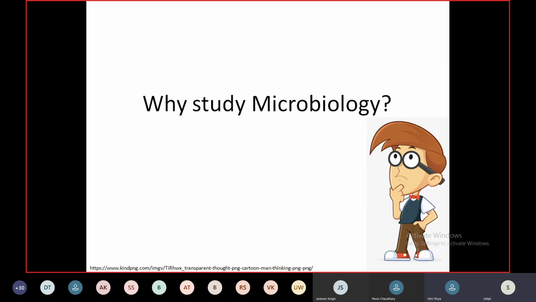Ma'am, by studying microbiology, we can better understand the microbes, and if they cause any diseases, then we can know how to treat them or better manage those diseases. Okay, so basically you mean to say you want to harness the potential of microorganisms, and to do that you need to study them, right? And especially you pointed out the medical sector.